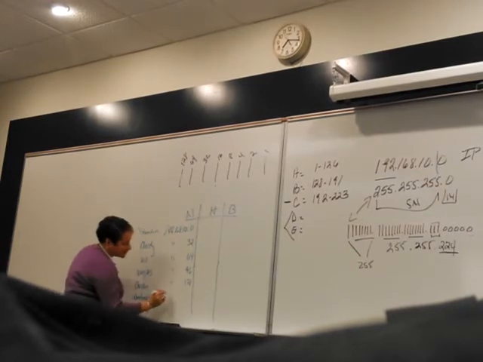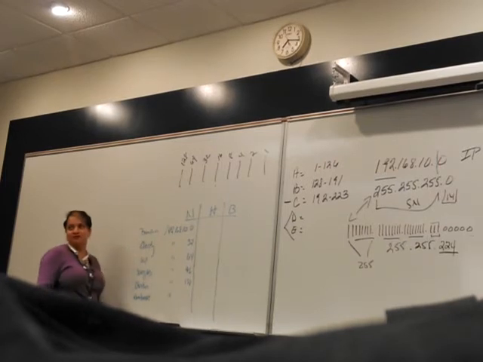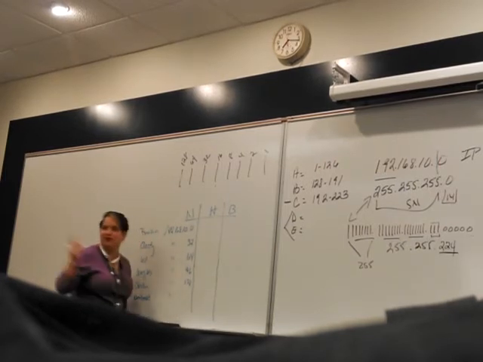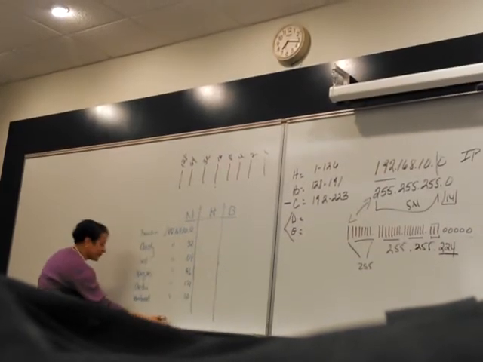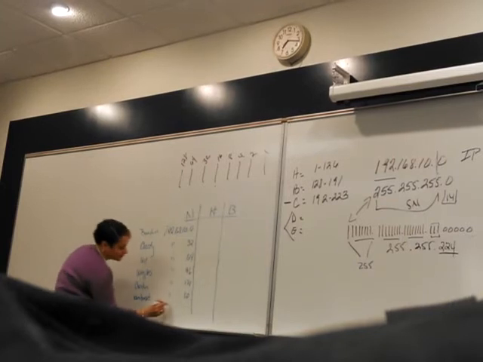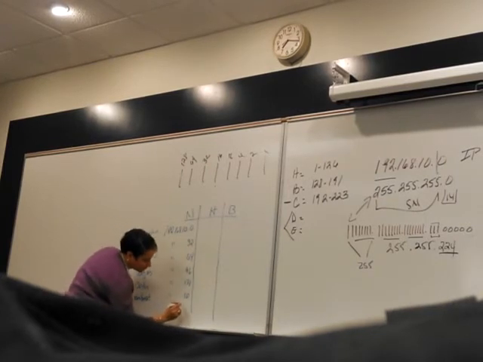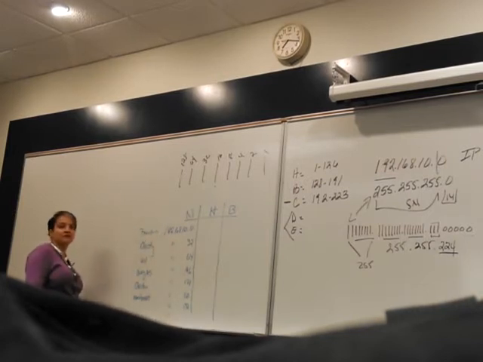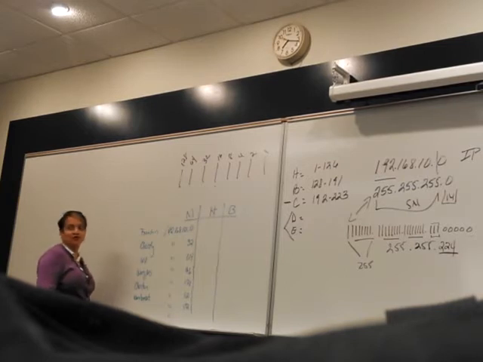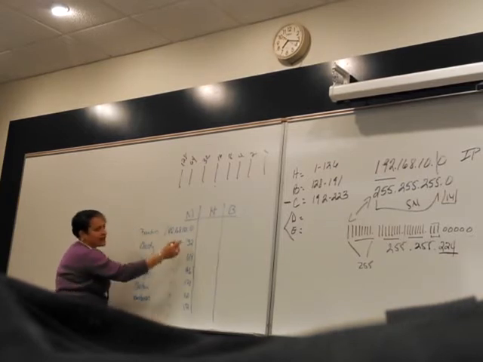Okay, so what's it going to be? 128 plus 32? 160. All right, what's the next one? 192. What's the next one? 224. The secret is just add the last number.